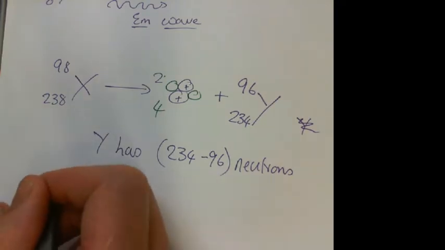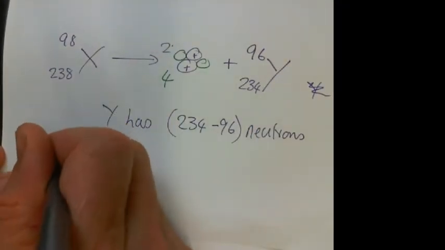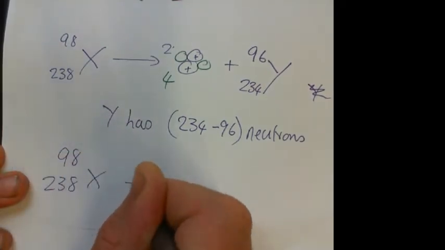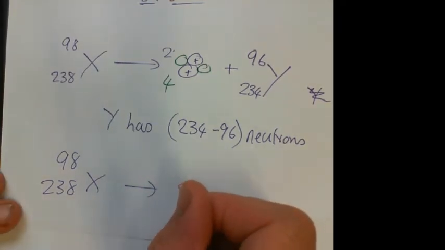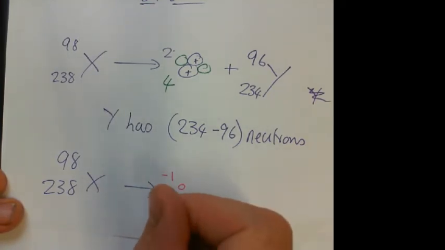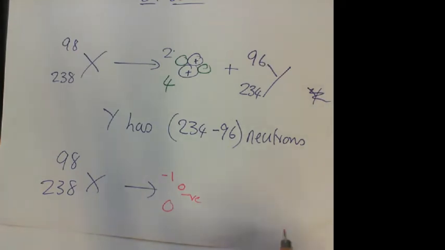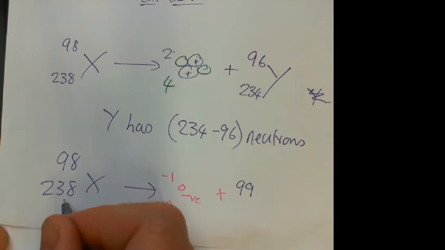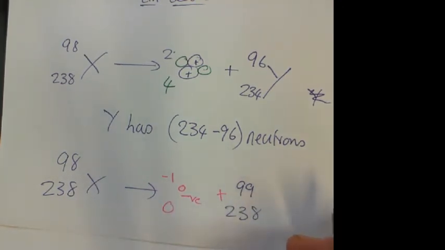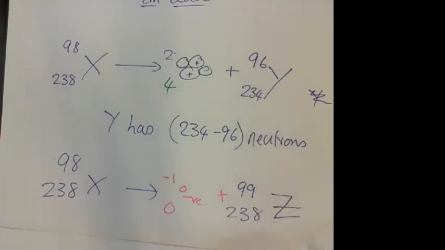Okay, now let's say that instead of emitting an alpha particle, we emitted a beta particle. So 98 238 X goes to, and remember what we said about a beta particle? We said a beta particle was just a fast moving electron. And we said that an electron's got a negative charge, therefore it's got a -1 proton number, and it's got 0 mass. Okay, so that means that I now need two numbers here. So -1 adds something equals 98. So 98 minus -1 gives me 99, and 238 minus 0 is still 238. So all I've done is change this number here. So I've just gained a proton, and that would be element Z. Okay, so I've created another element.